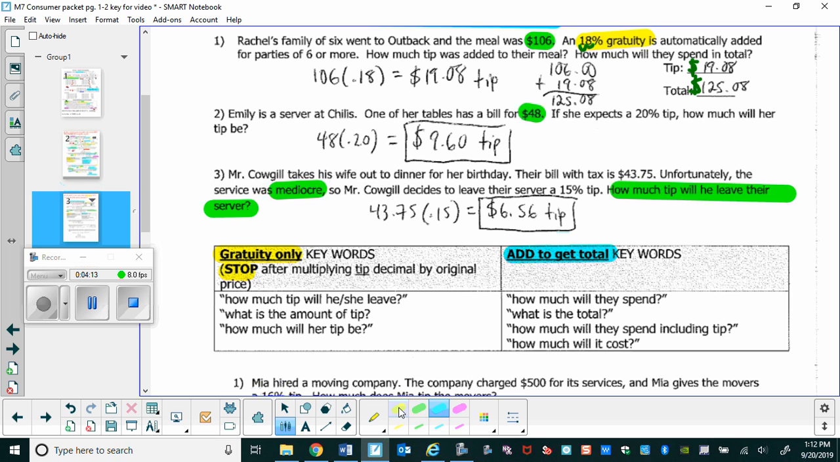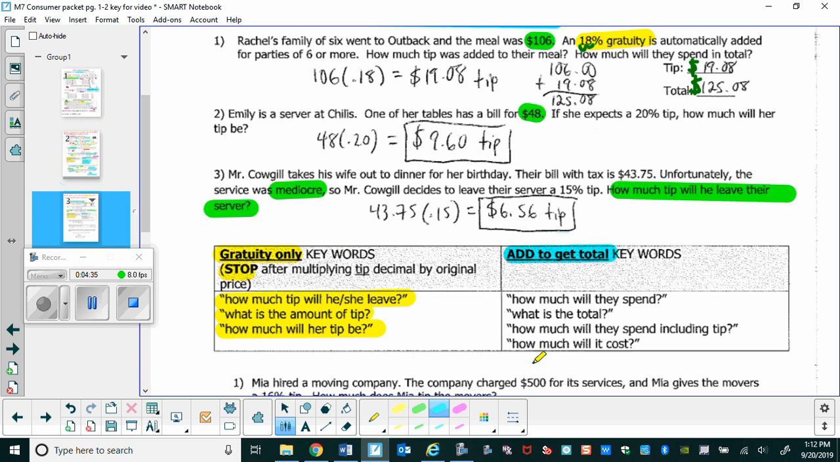So if you see things like how much tip will that person leave? It could be a boy, it could be a girl, but how much tip will they leave? Kind of like for number 3, how much tip will Mr. Cowgill leave? If it straight up asks, what's the amount of tip? Or how much will the tip be? That's when you know you're going to stop after you just multiply the original cost times the decimal.